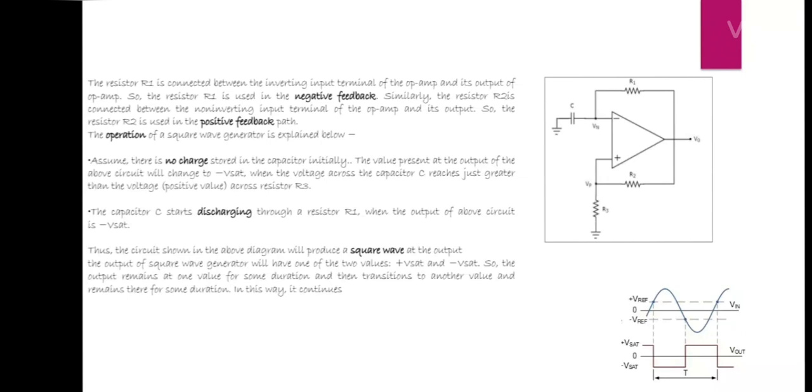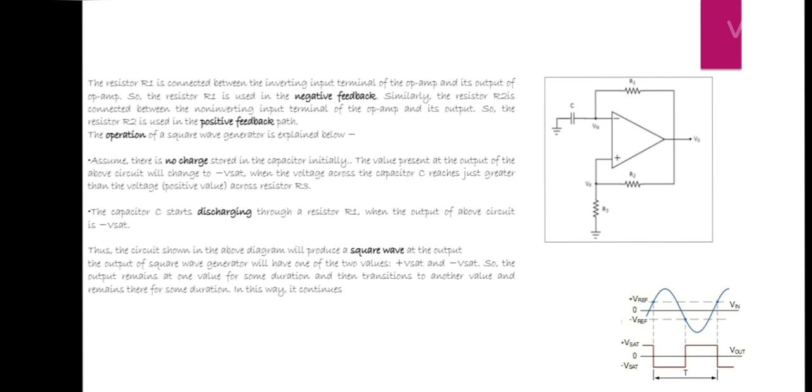Now we'll learn about the operation of a square wave generator. Assume there is no charge stored in the capacitor initially. Then the voltage present at the inverting terminal of the op-amp is 0 volts. But there is some offset voltage at the non-inverting terminal of the op-amp. Due to this, the value present at the output of the above circuit will be the positive voltage at saturation.